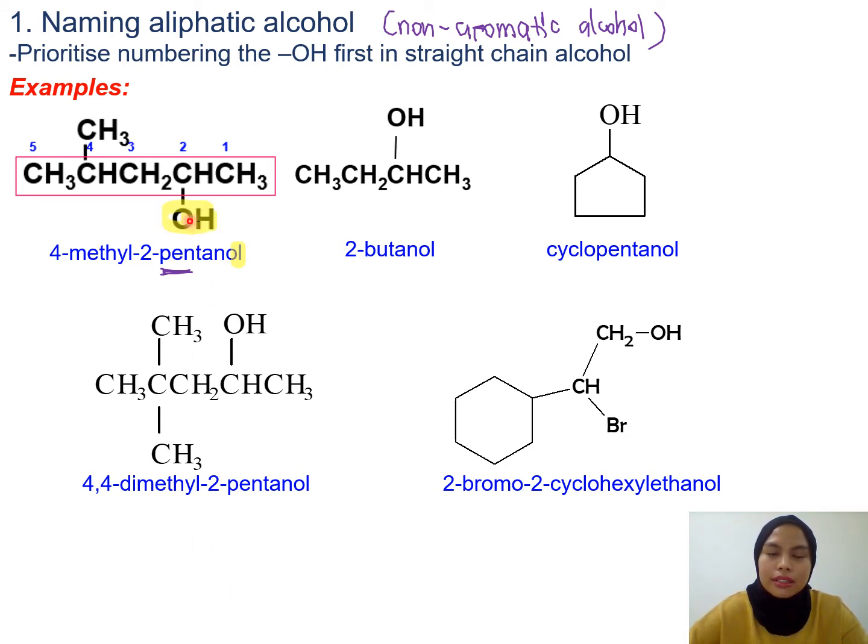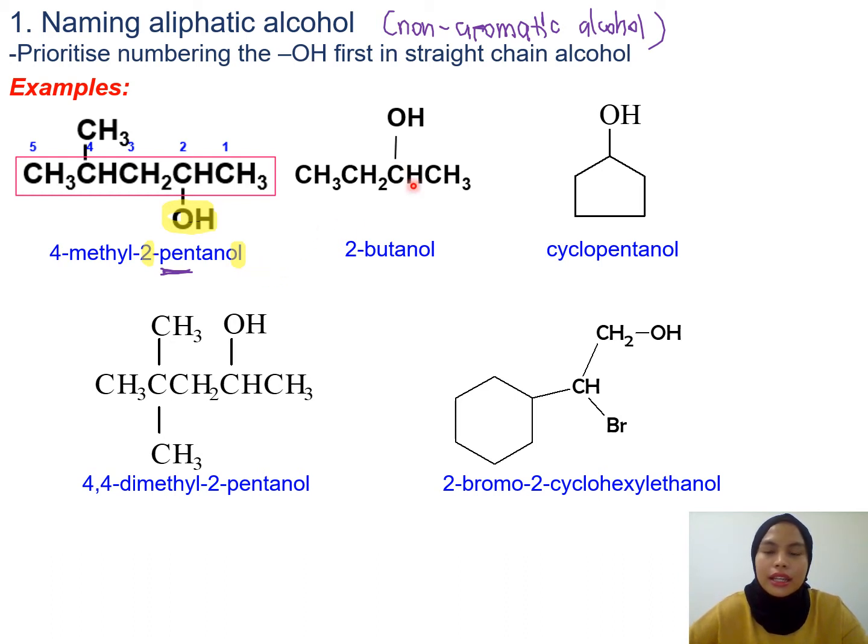Okay, and then since you numberkan daripada kanan ke kiri, you know the carbon yang ada OH ni ialah carbon number 2. Okay, so you bolehlah letak 2-pentanol. Kiranya number 2 ni nak tunjuk kedudukan OH dekat pentane. Okay, and then next ialah carbon number 4 ada methyl. So nama penuh dia ialah 4-methyl-2-pentanol.